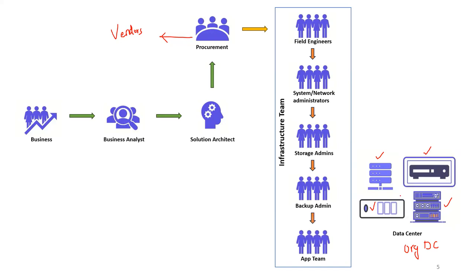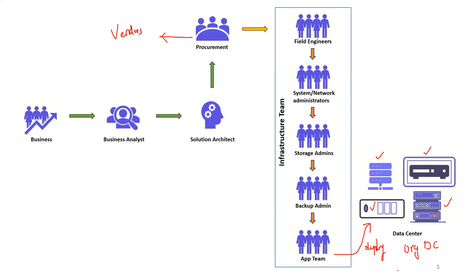Then the application team, which has created the code for your application, will deploy your application on top of this hardware, on top of this infrastructure which is available in the organization data center. It will be deployed here. So this is what happens in the traditional working model.